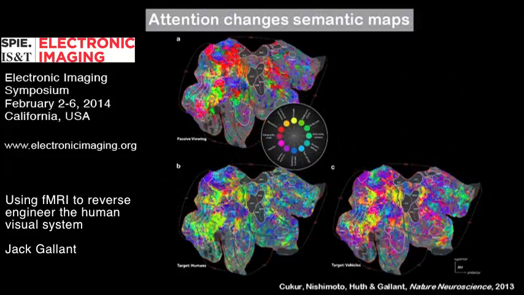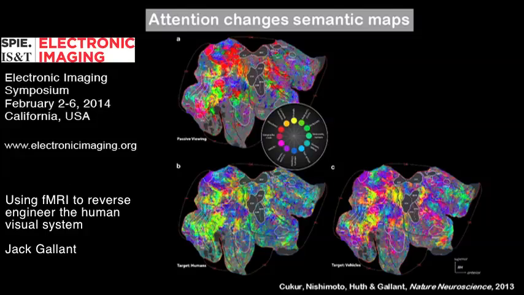And this actually has an effect on the maps. So here is a semantic map for passive viewing when people aren't attending to anything. Again, yellow, green here is humans and animals. Red, purple is vehicles in motion. And when people are attending to humans down here in the lower left, you can see that the map becomes much more green-yellow. And the reason for this is that humans are now overrepresented.